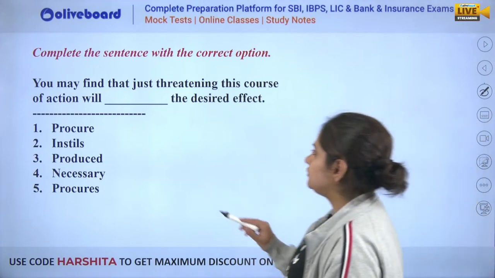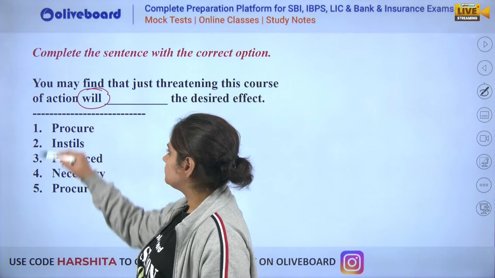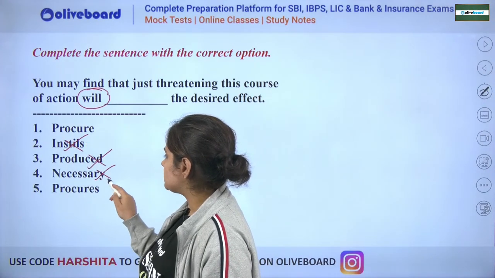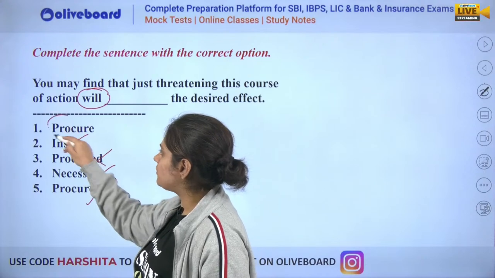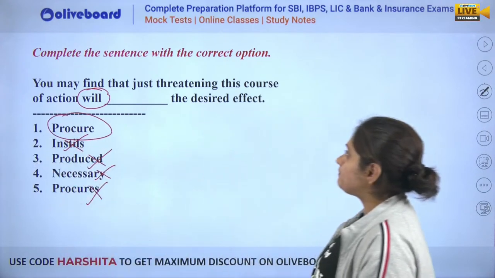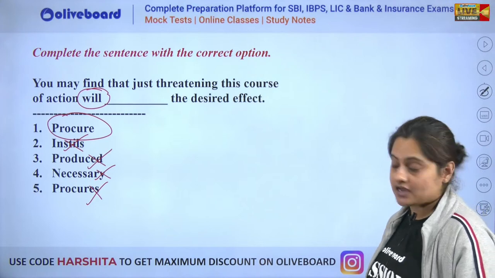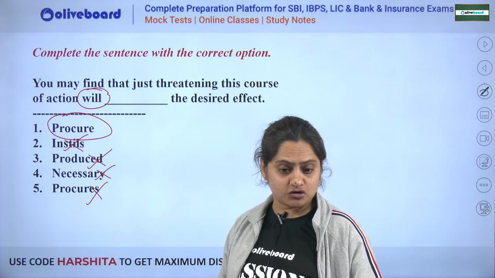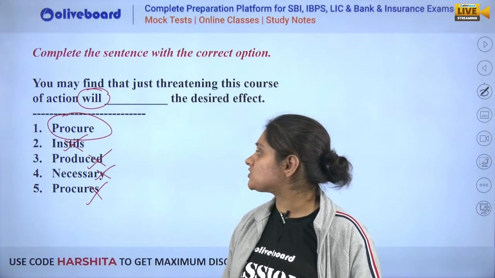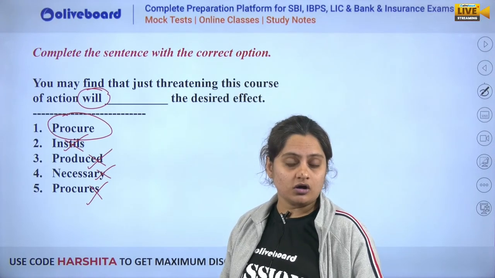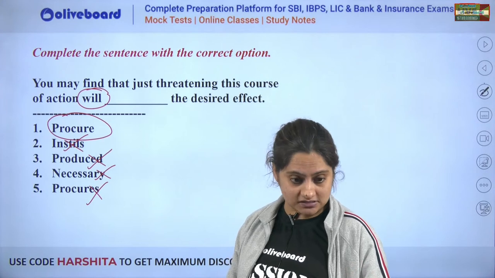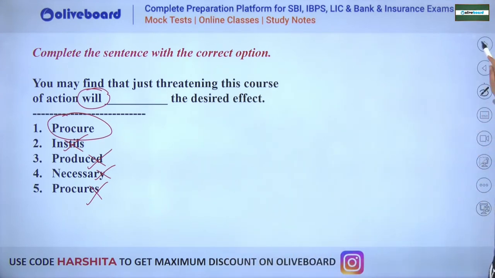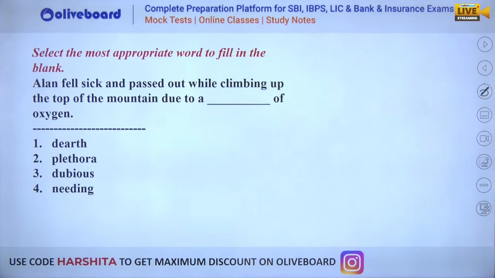After will, you need the base form of the verb. So, here instills, past tense, noun is cancelled. Okay. Only base form, from grammar only you can get. Will procure, will get the desired result, effect. You don't even need the meanings. Direct grammar. You need only base form. You can't use a noun. You can't use a verb in past tense. Without S, the verb is required after will. Okay. So, one will be your option. Next.